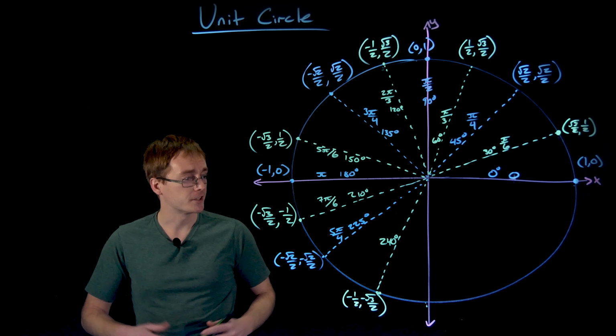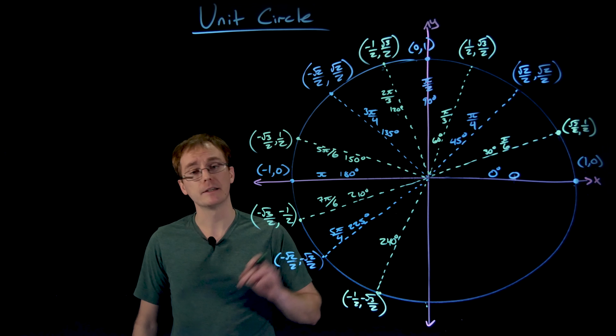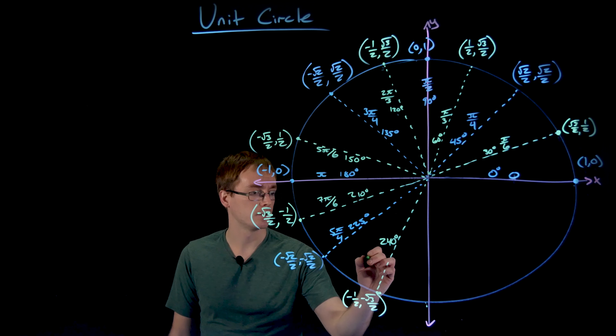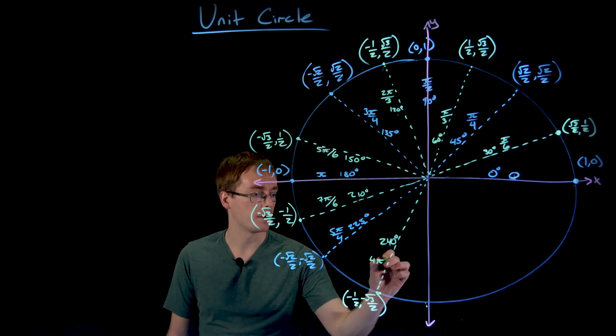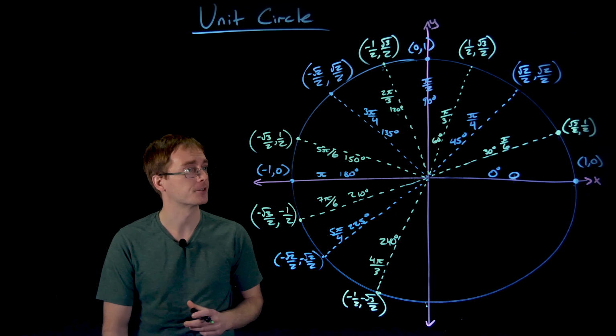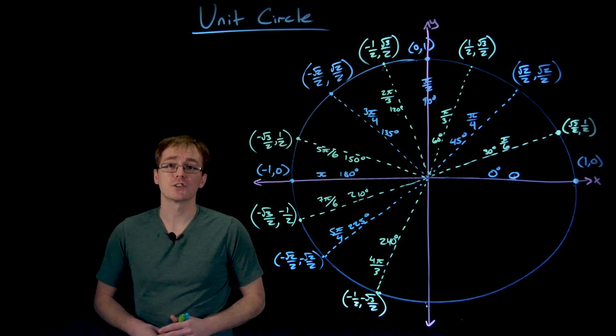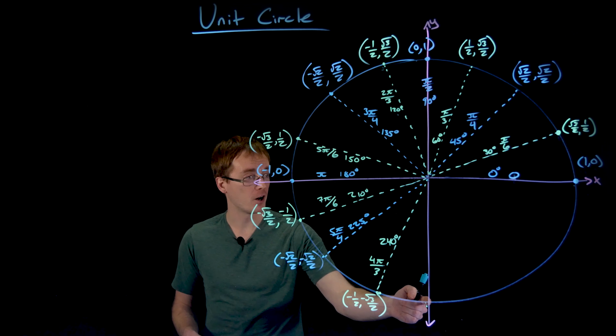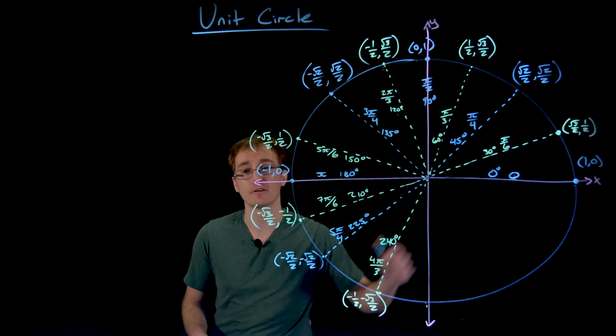Degrees are cool, but we're going to see that radians are even cooler. So now we need to convert 240 degrees into radians, and that's going to give us 4 pi over 3 radians. All right, so we have 12 of our 16 key points on the unit circle filled out. We have 4 left for the bottom of the unit circle and filling in the 4th quadrant.